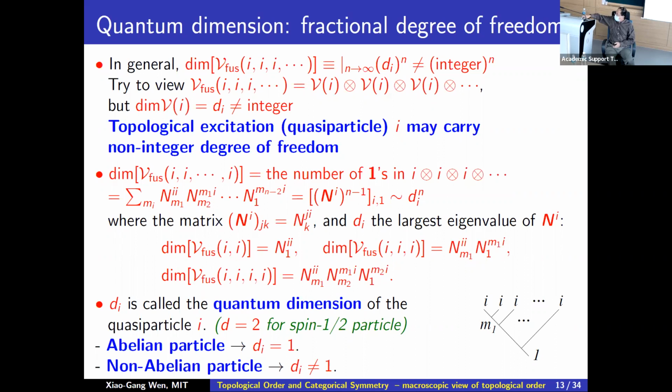So this is one of the most important properties of a quasi particle. And also it's a non-abelian statistic. That is, for an abelian particle, the dimension is always 1. For a non-abelian particle, it's not 1. So experimentally, if you want to probe the non-abelian statistic, this is easy to measure, not by reading the unit matrix from braiding, which is much harder. Measuring the degree of freedom is much easier. So this is the start of our quantum gravity model that we talk about.